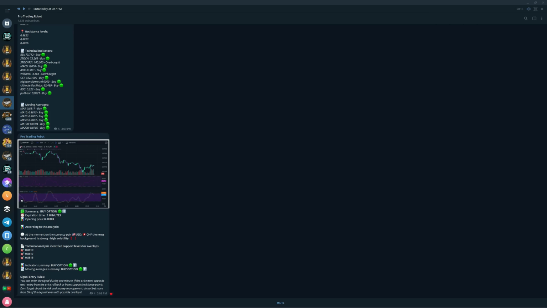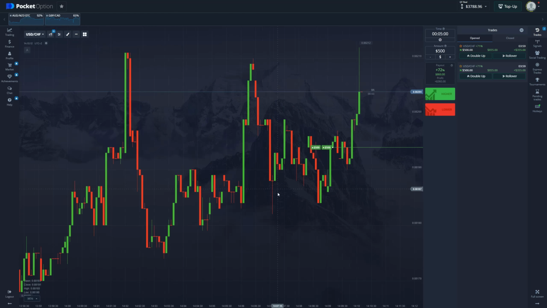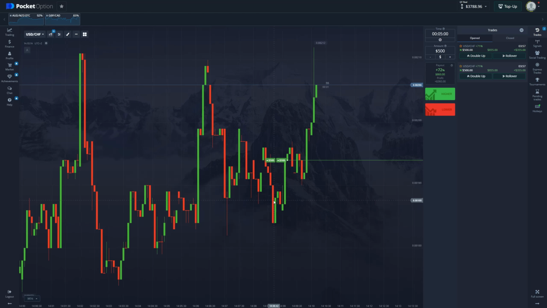And also, as you can see, once you receive the analysis, it says that at the moment on the currency United States dollar Swiss franc, the news background is strong, high volatility. And if we go to the chart, this is exactly what we see. We see high volatility, we see a lot of movement on the candles, and that is what the robot is spotting, and it's giving you a warning, like there's news, so the price will be moving, and you can make a decision based on that whether you want to enter the trade or not.